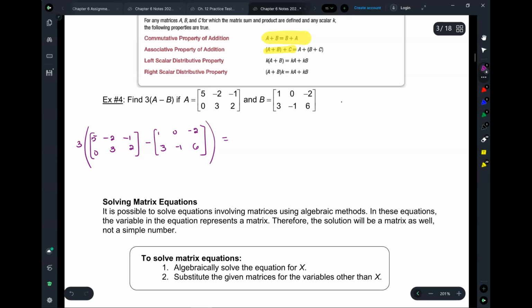Now, we're going to follow order of operations. So 3 times, let's subtract these two. What's the first one? 5 and 1, 4, and then next to it, -2. Next to it, -1 minus -2, 1. -3, 4, -4. And then distribute the 3.